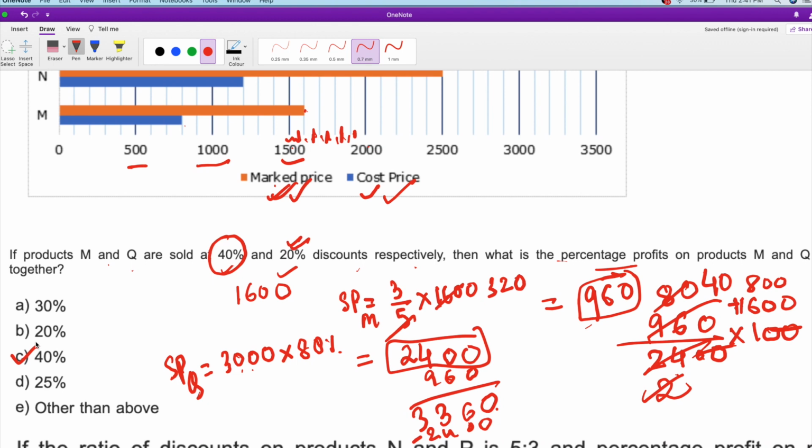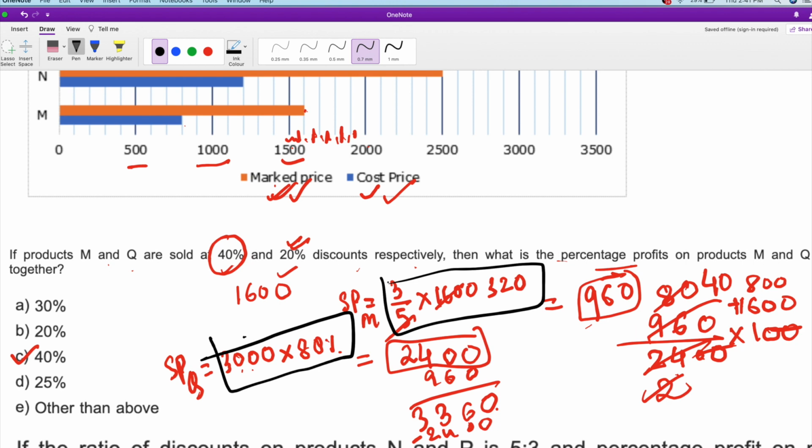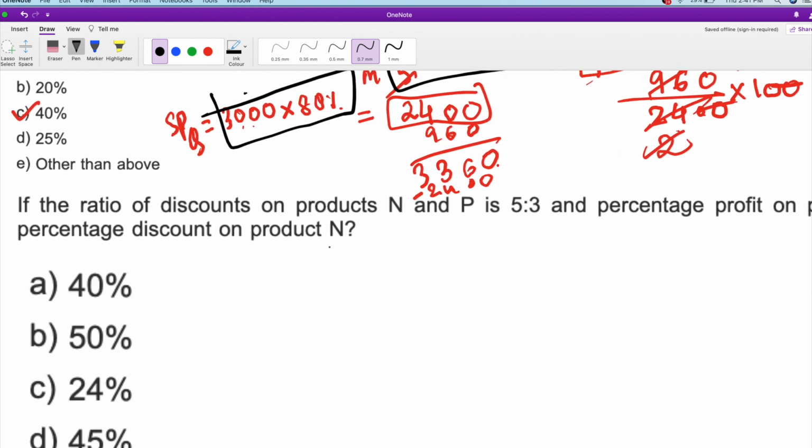In your examination, you have to solve this fast. You are not supposed to do this calculation or write this. Here, only for making you understand, I wrote this, but in your examination you will not write these. Now let's go to the next question.